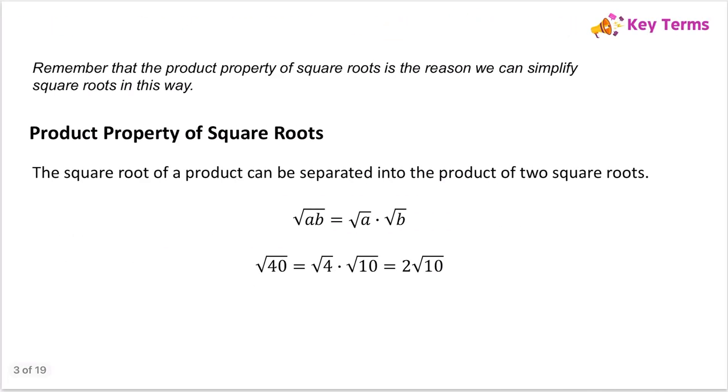We can rewrite the square root of a product as the product of two square roots. So for example, the square root of 40, we can rewrite it as the square root of 4 times the square root of 10, because 4 times 10 is equal to 40.